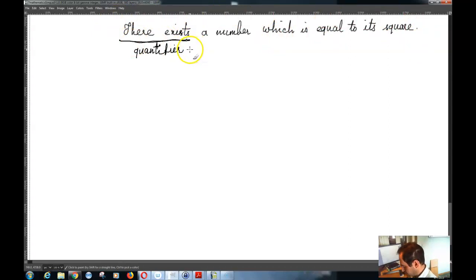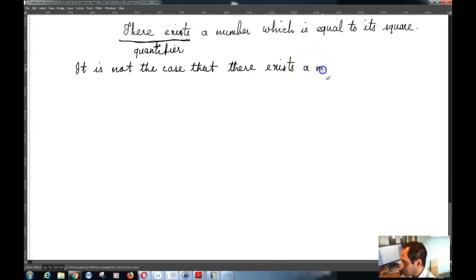And the negation of this statement is that you can say it is not the case that there exists a number which is equal to its square.